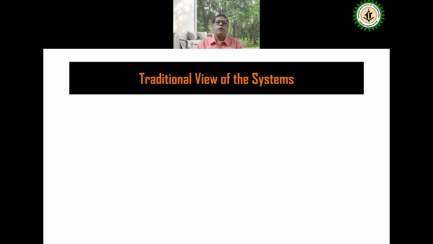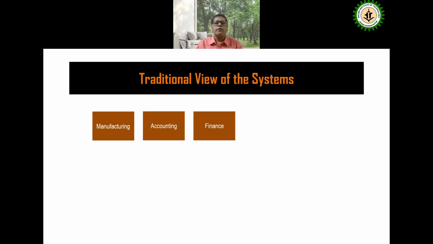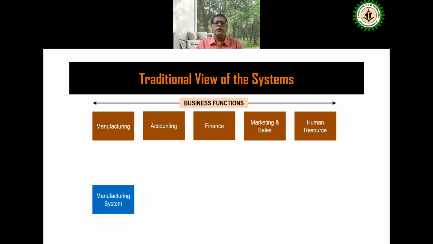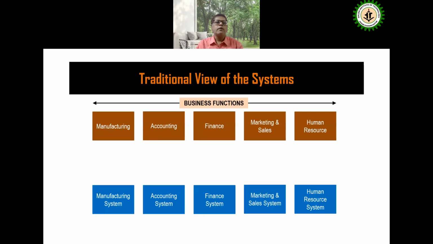Now, when we are talking about the evolution of enterprise system, let us take a traditional view of the system. So, traditional view of the system is concerned with individual information system associated with the specific business function. Say manufacturing system is concerned with manufacturing, accounting system is concerned with accounting, finance system is concerned with finance, human resource systems, it is concerned with human resource functions, like this.